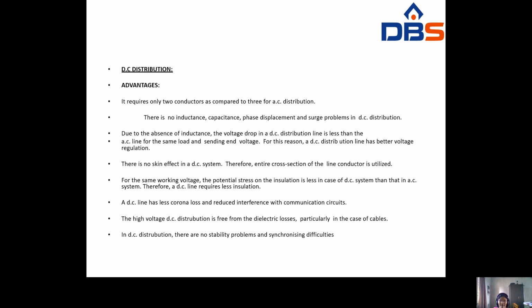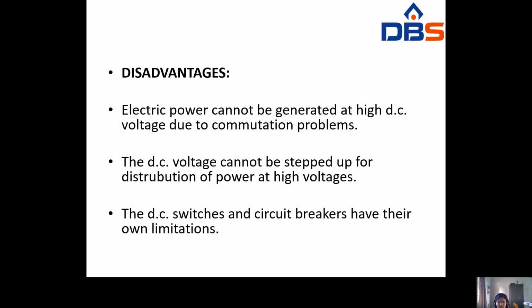There will be no skin effect, as well as the potential stress on the insulation is also less in DC distribution, less corona losses, and it has reduced interference with communication lines, as well as the high voltage DC distribution is free from dielectric losses. So these are the advantages. Coming to the disadvantages of DC distribution system.